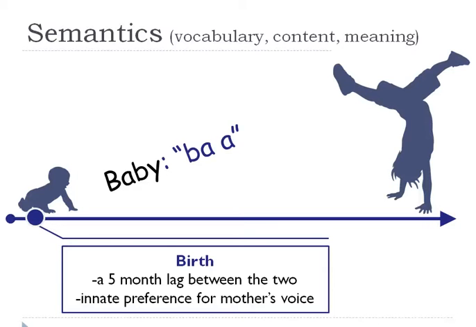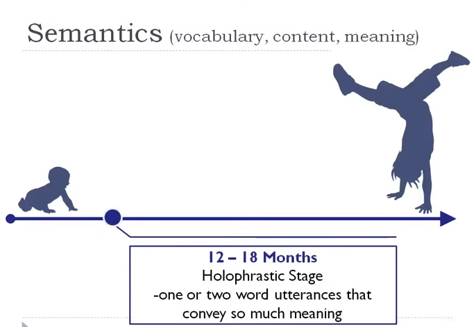Also, when it comes to semantics, there's an innate preference for the mother's voice, meaning babies will comprehend and be more focused on a mother's voice than others. At about 12 to 18 months, we call this the holophrastic stage, meaning that children are issuing 1 or 2 word utterances, but they convey so much more meaning.